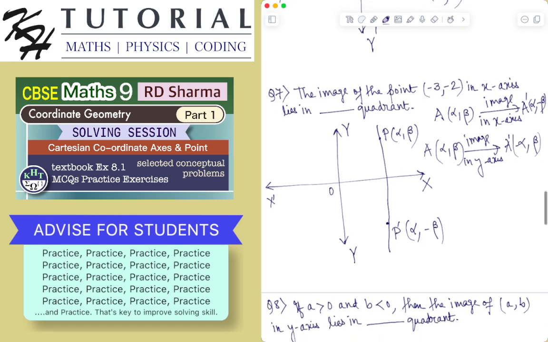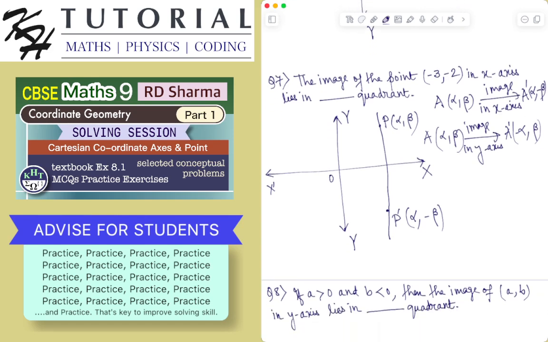So clearly, let's say this point be P. So we have the point P minus 3 comma minus 2. We have to find its image in the x-axis. So the image in the x-axis will be P dash, where the abscissa will be the same, but the ordinate will be negative. Negative of minus 2 is 2.